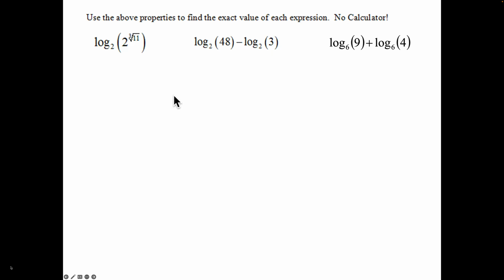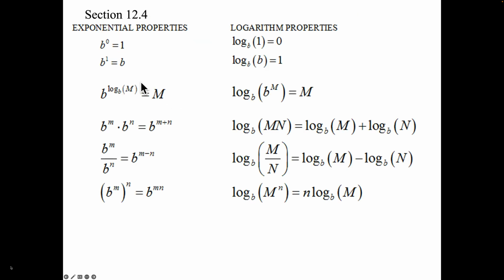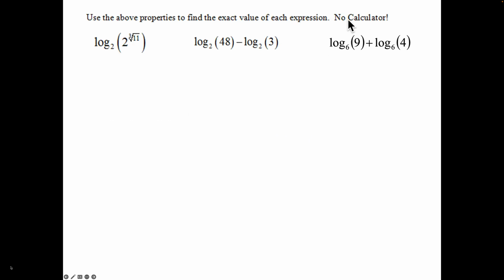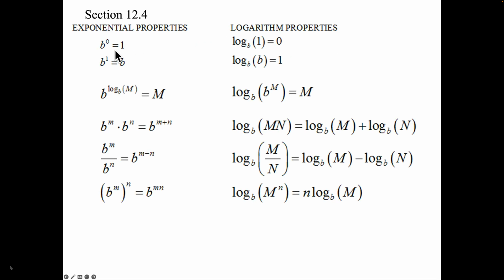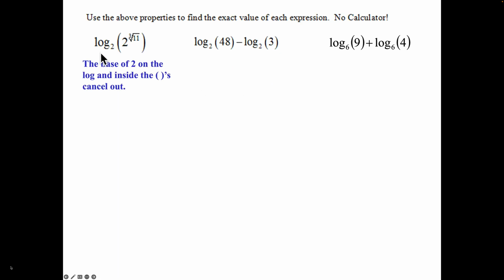All right, so what we want to do is use these properties to simplify these. So the directions will say no calculator allowed. We'll be able to work with this. So first you have log base 2 of 2 to the cube root 11. Well, light bulbs should be going off. Log base b of the same base b should just be the exponent that's on the base on the inside. So those log base 2 and base 2 are going to cancel each other out, and I'm left with the cube root of 11.